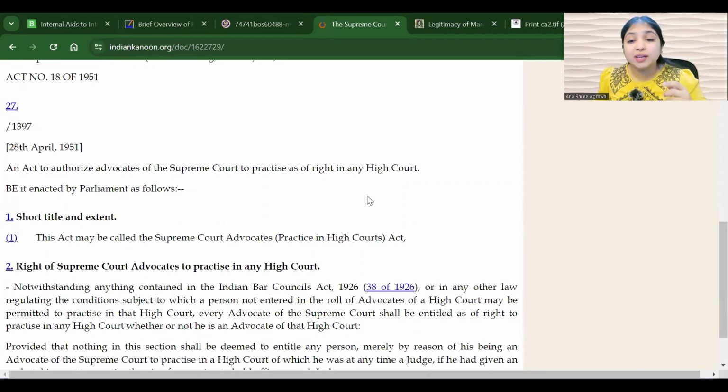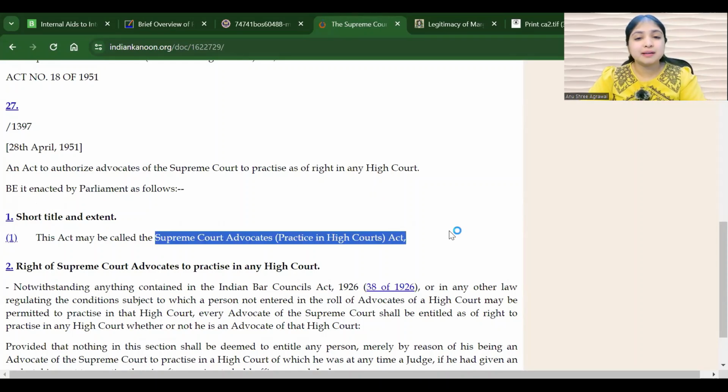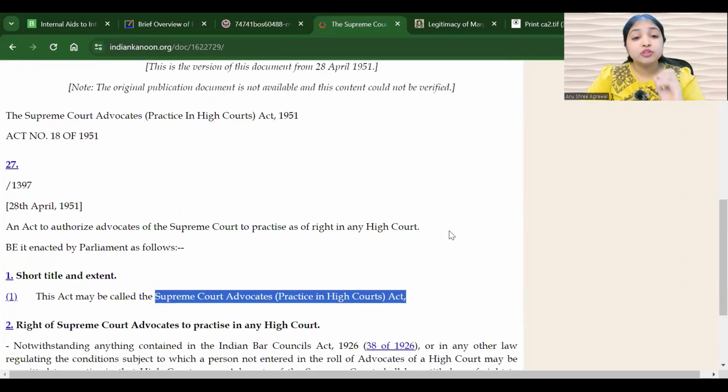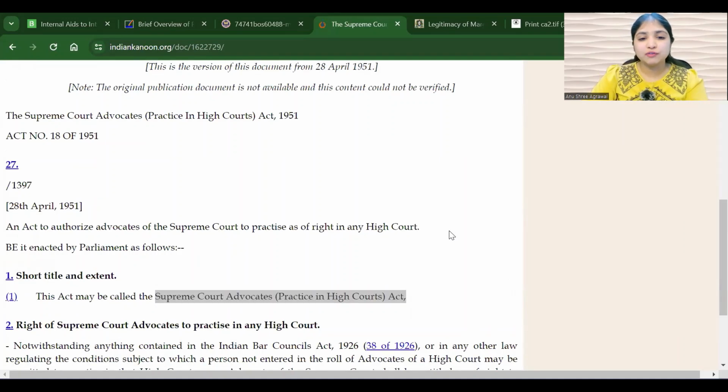See, short title only identifies the act. Short title is only used for the purpose of identification. For the purpose of identification means whenever you want to talk about this act, what will you write? What is the name for the act? The name of the act is Supreme Court Advocates Practice in High Courts Act 1951. Okay, so this is the short title of the act. Short title is only for identification.